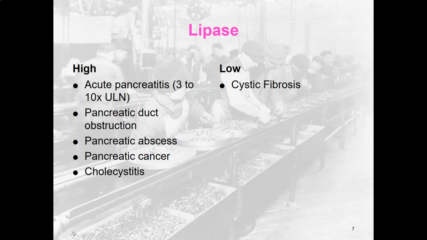You would see high levels in acute pancreatitis, 3 to 10 times the upper limit of normal. You can also see it high in pancreatic duct obstruction, pancreatic abscesses, pancreatic cancer, and cholecystitis, a lot of these being similar to the increases in amylase. It would be low in cystic fibrosis for the same reason that amylase would be low in cystic fibrosis.